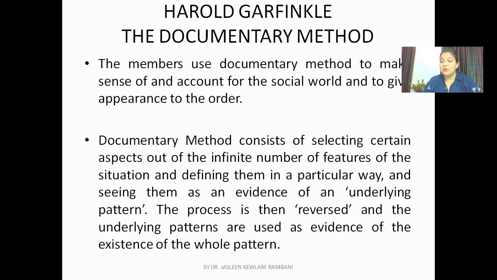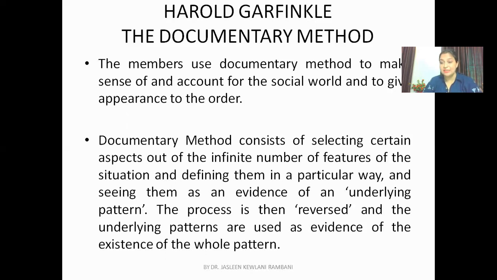Documentary method consists of selecting, first of all, the capacity of members of people is understood as to how do they select particular features from the whole range of features in social order out of the infinite number of features of the situation. In documentary method, what people do, they select, they opt out few particular features out of the totality of availability of the features of a particular situation and define them in a particular way.